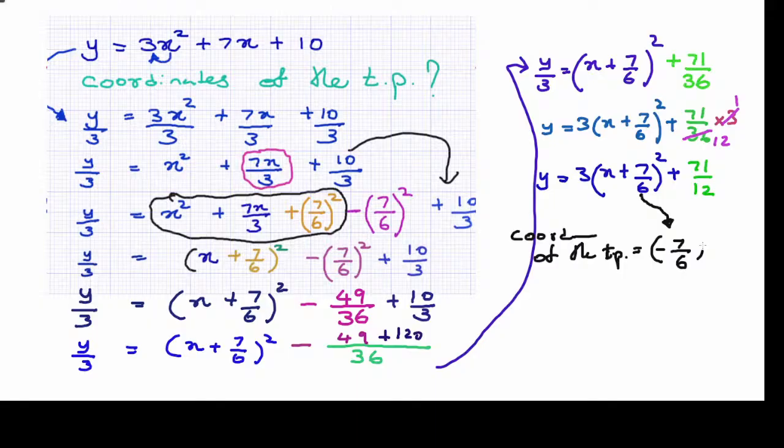Comma. What's going to be the y-coordinate? That is 71 over 12. The coordinates of the turning point are minus 7 over 6. That's the x-coordinate, and the y-coordinate is 71 over 12.